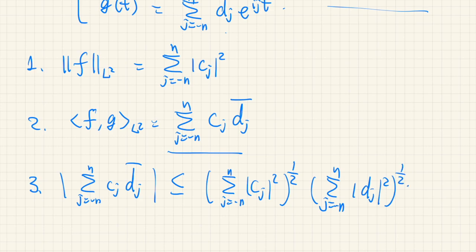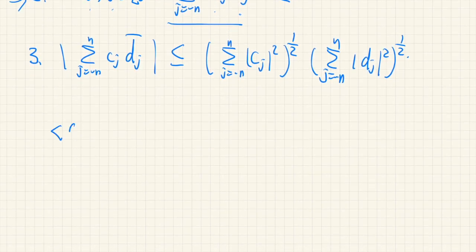Okay, let's show this. Actually, it's better to show the second one first, because the first one is a special case of the second one. If we just put f and f here, we have Cj and Cj bar, which is the square of the absolute value of Cj, so that we get the first one. So let's show the second one first.